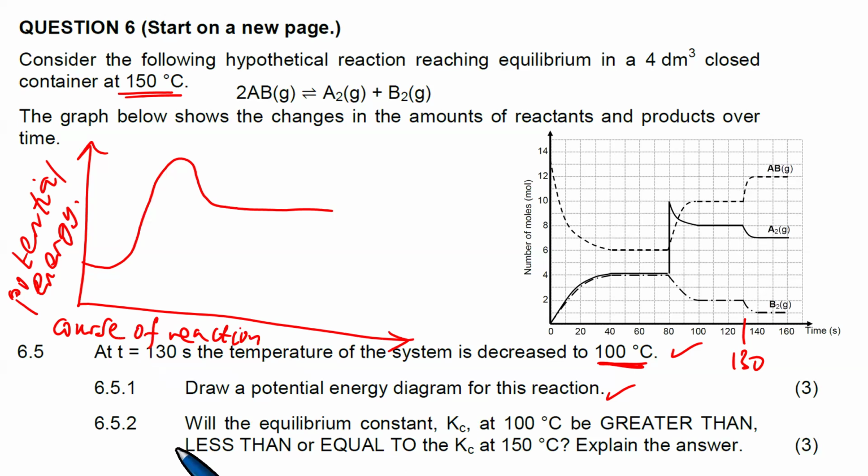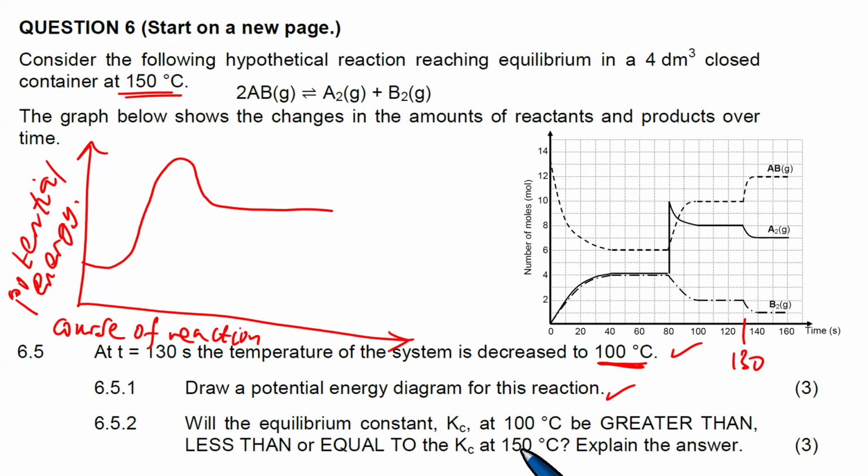But let us first look at 6.5.2. Will the equilibrium Kc at 100 degrees Celsius be greater than, less than, or equal to the Kc at 150? This is very important. What is going to happen to the Kc?